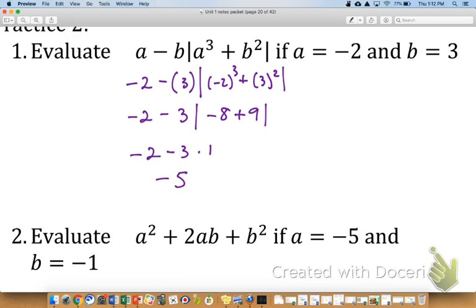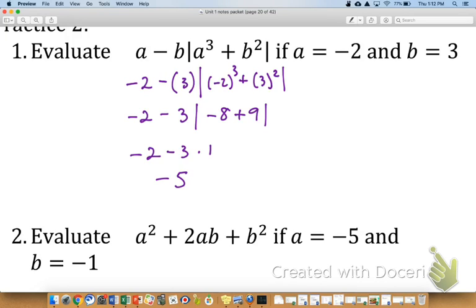Oh, you know what? You've gone out of order of operations. This is 3 times this, and you did negative 2 minus 3 before you did the multiplication. So do the work in the parentheses first. I agree with you that this is 9. I do not agree with you that this is 8. This should be negative 8.